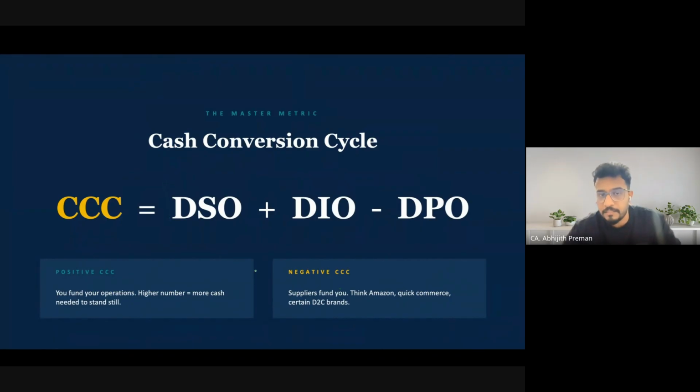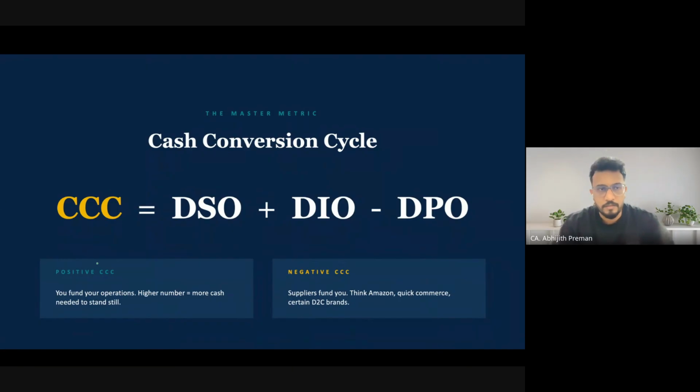Negative CCC means suppliers fund you. For example, Amazon, Quick Commerce and all, they get advance payment. Even if you are a credible brand, you get a lot of advance money. Just imagine your DSO, like you get the payment at the moment you raise the invoice. In that case, your DSO would be 0. You don't have inventory, so inventory is 0. But your vendors give you like 30 days of credit. So it's going to be negative 30, which means that since your vendors are giving you 30 days of credit, and since your DSO is very less, you are able to manage your business in a good manner.